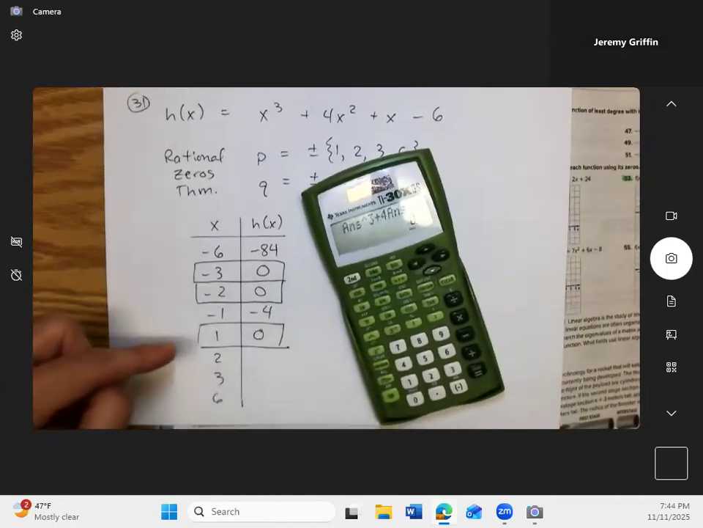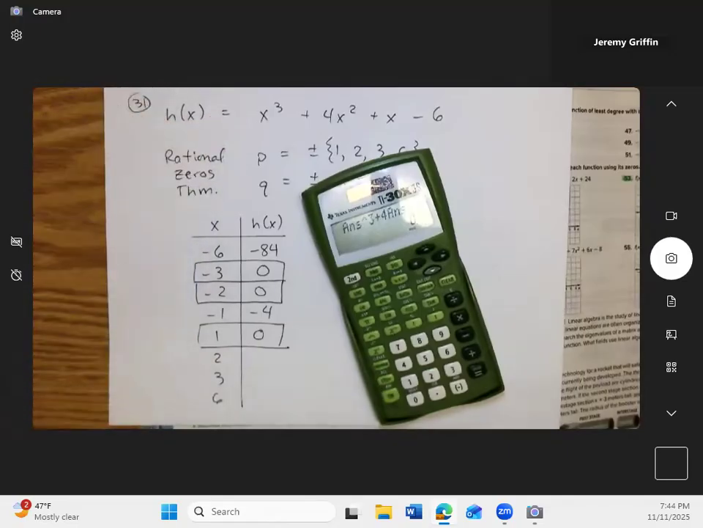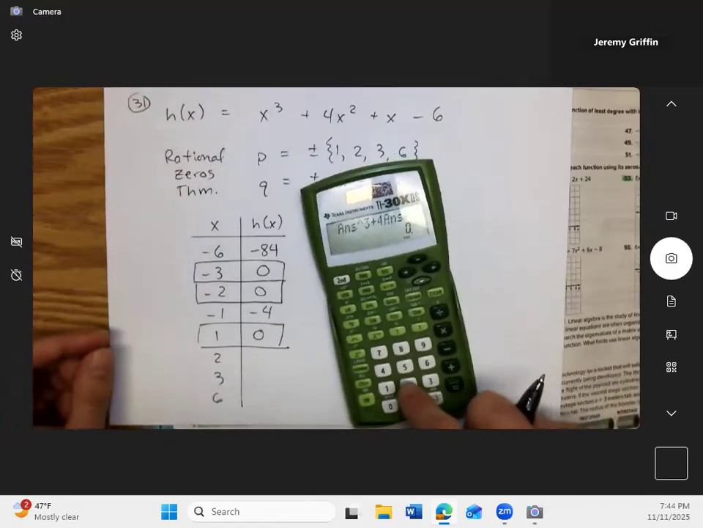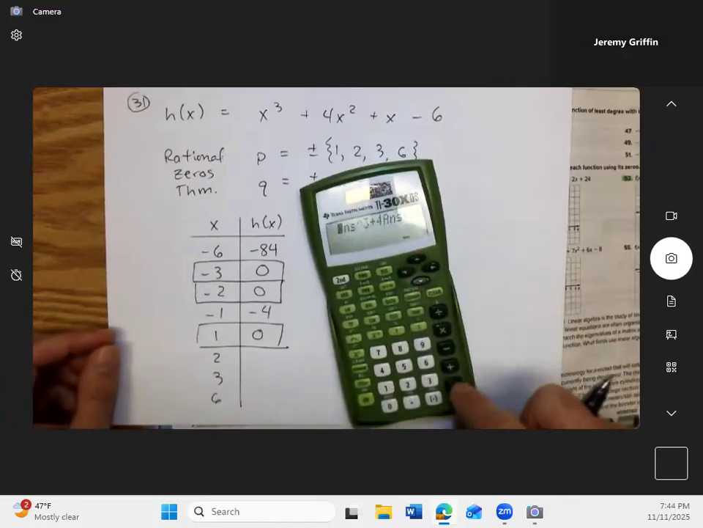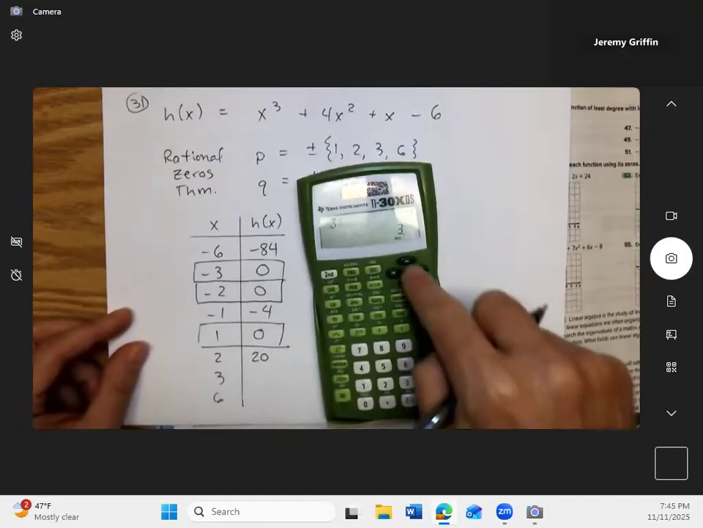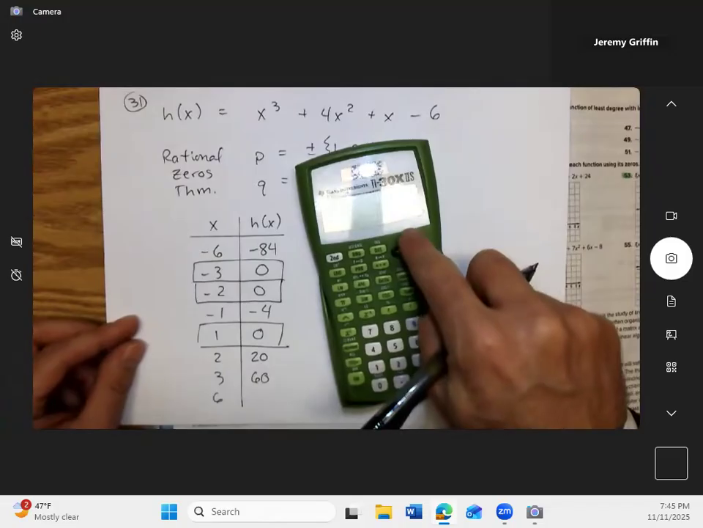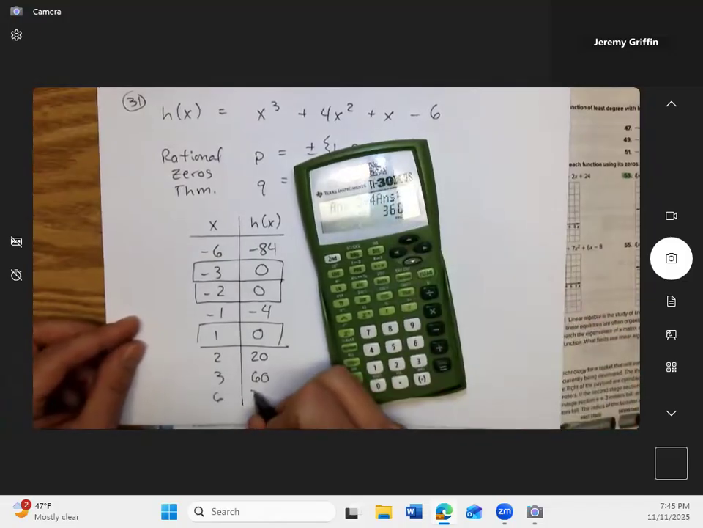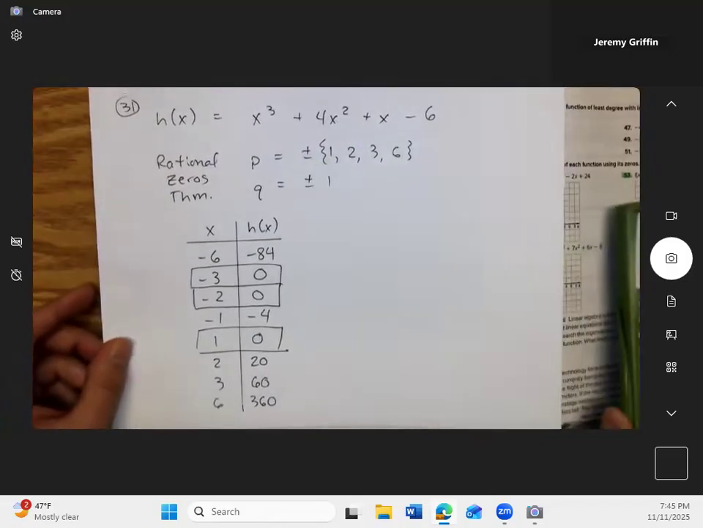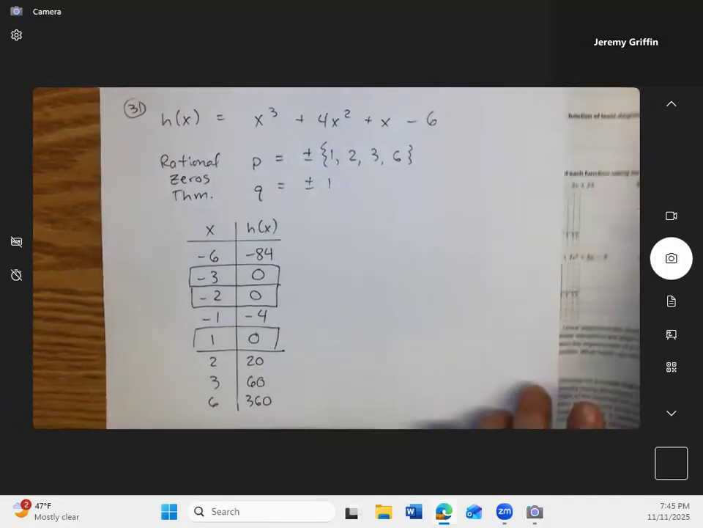Now, since that's 3 zeros and the degree was 3, we've almost certainly exhausted the list. There's no way these other ones could work. And just to confirm that, I'll go ahead and plug those in. Yeah, so 220 is a coordinate, 360 is a coordinate, and 360 is a coordinate. None of those were going to come out 0 anyway, but I just wanted to confirm that for you guys.